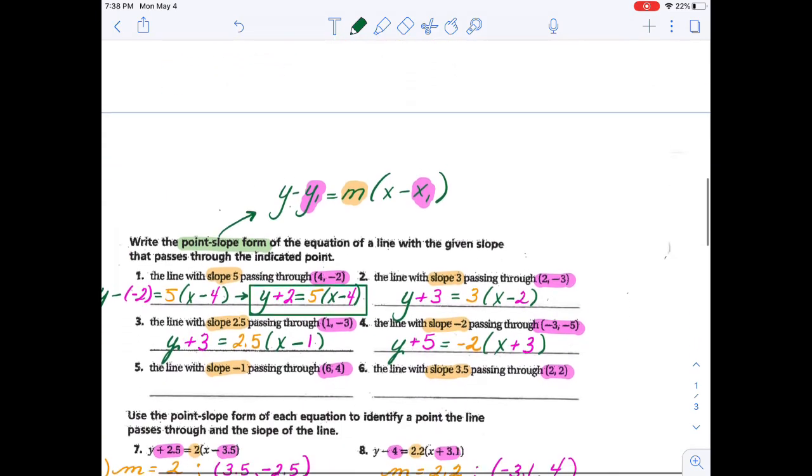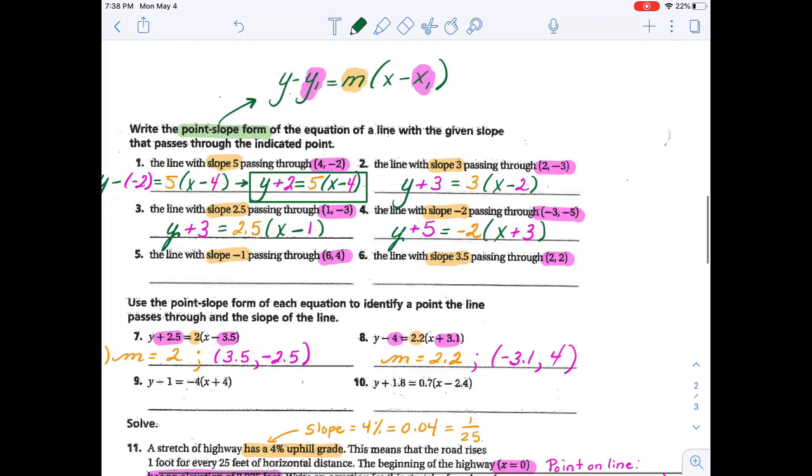So let's see how we can write equations if I know a point and I know the slope. Again, I've got that nice formula right here, and all we're doing is replacing the highlighted portions. We're replacing the x1 and the y1 with our point that's given, and the m with the slope. So for numbers 1 through 4, I already highlighted it and did it for you. But let's look at number 5.